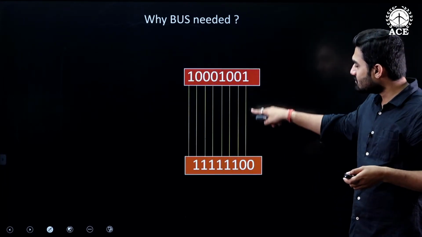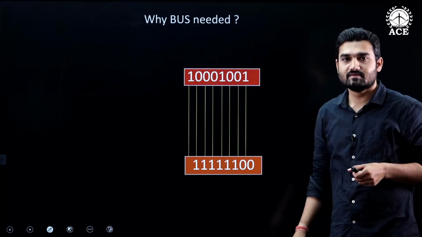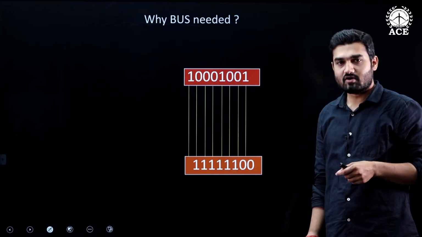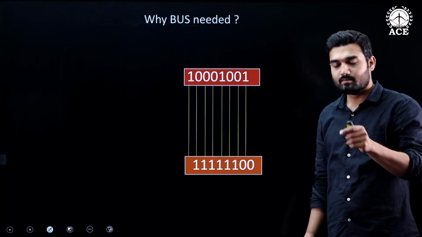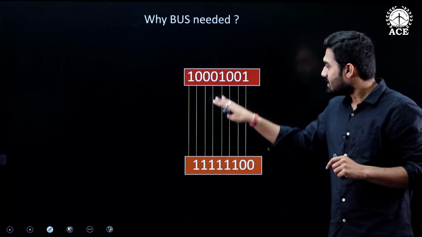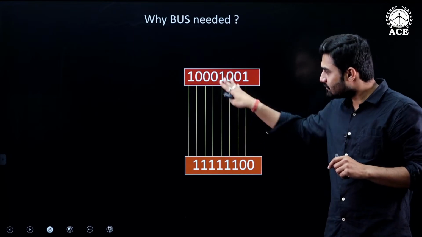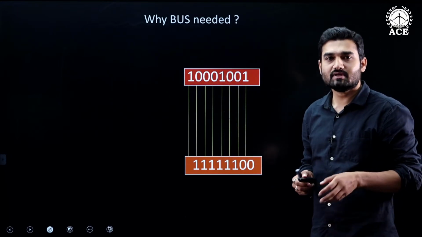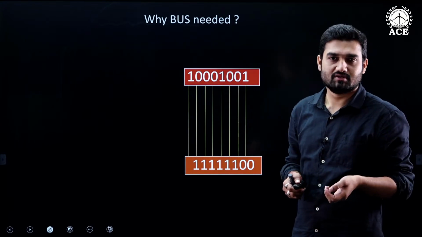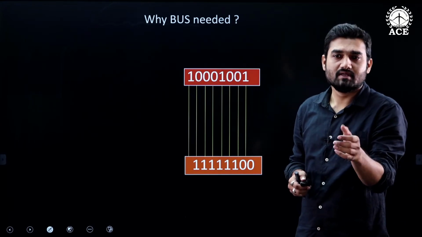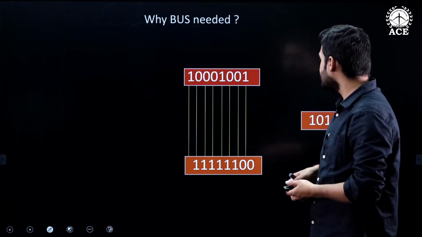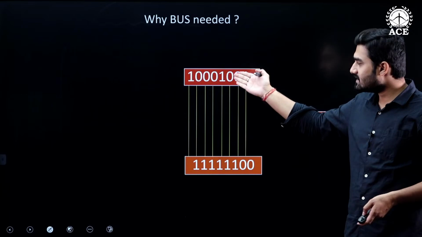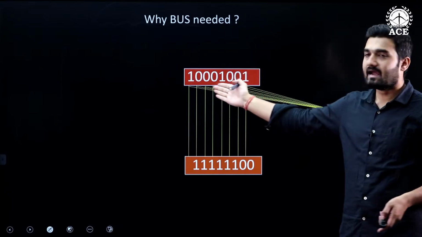Let us say this register wants to transfer its data to this register. 8 bits are there. 8 lines are required because at a time one line may contain only 1 bit. So fine, if 2 registers are there, 8 lines can do the job. But in a computer, do you have only 2 registers? Do you have only 2 memory units? No, there may be more. Let us say I have one more register. Now, if this register wants to transfer to this register, again you will have to add more lines.